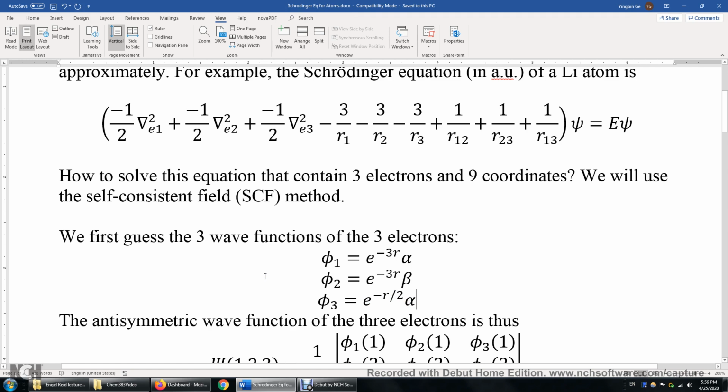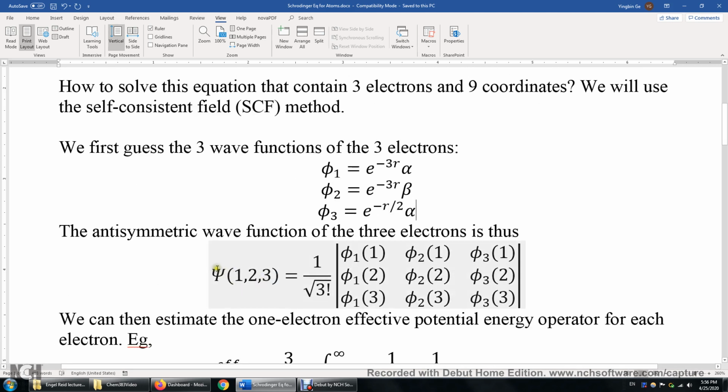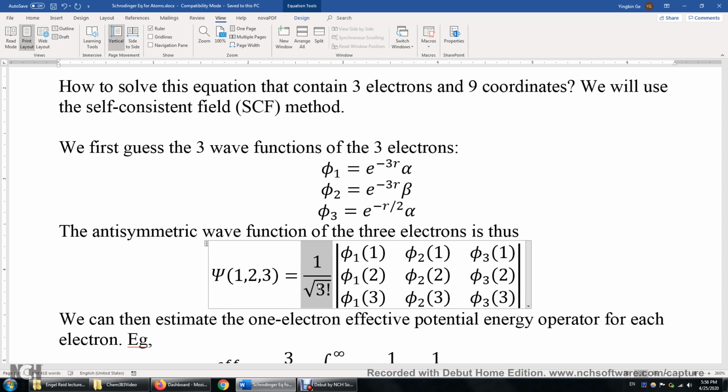And then we have to build the total wave function of the 3 electrons. And this wave function must be antisymmetric. Therefore, we have to use a determinant over here. This is the total wave function of 3 electrons, 1, 2, and 3. 1 over the square root of 3 factorial is the normalization factor. It's not very important, so don't worry about this too much.